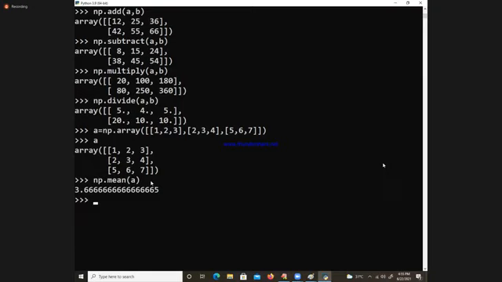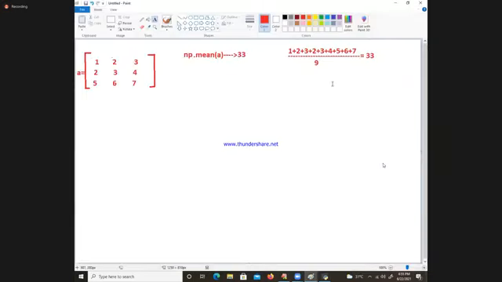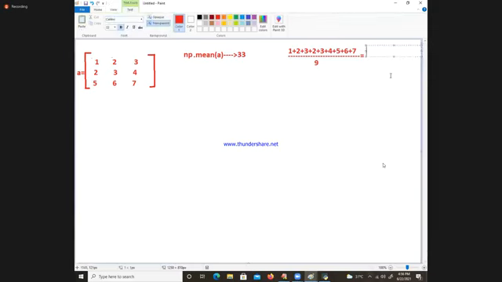What is that? The sum of all elements divided by the number of elements. So the sum is 33, divided by 9. 33 by 9, how much? I asked for the result. 33 by 9. Is it okay?